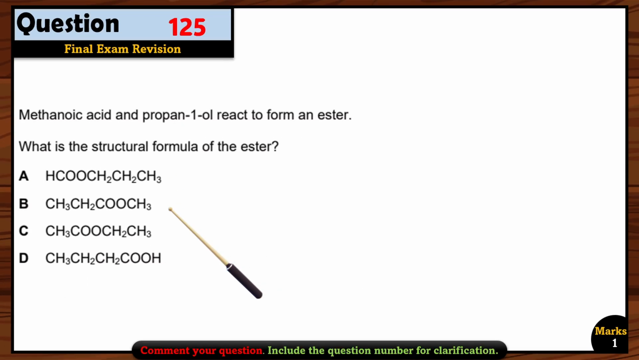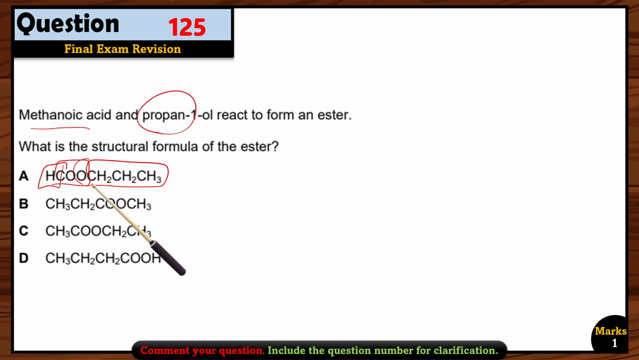125. Methanoic acid and propanol react to form an ester. What is the structural formula of the acid? It is simple. The acid should have only one carbon, the one in the CO bond. This is the part from the acid. And then propanol should have three carbons, because propane means three carbons, right? So option A is the only right option here.